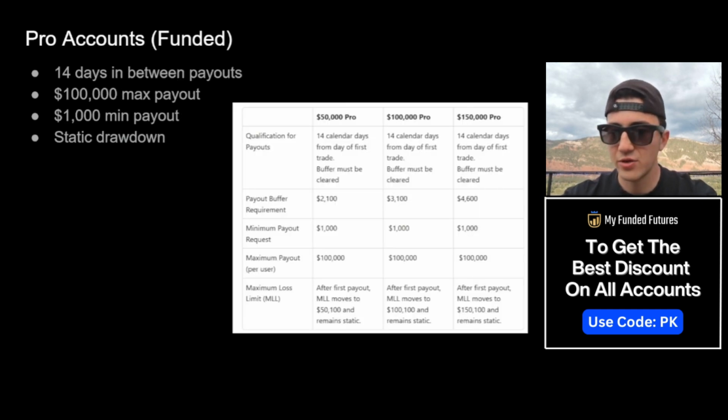So by far the best thing about the pro accounts is that you can withdraw a total of $100,000 per user before they move you to a live account. For the core and the scale accounts, you cannot withdraw anywhere near $100,000 for a maximum payout. However, like I said, if you know what you're doing, with the pro accounts, you can do that.